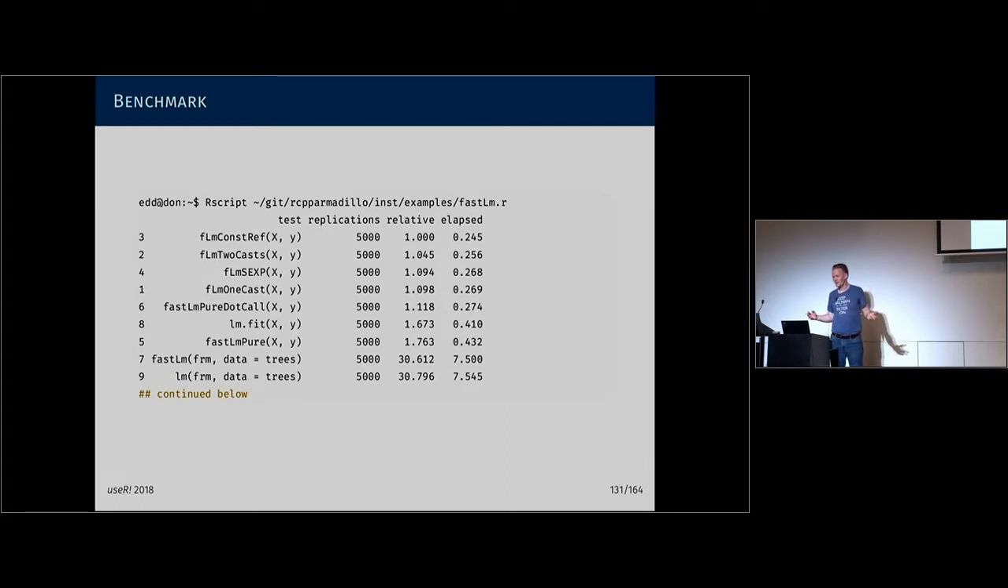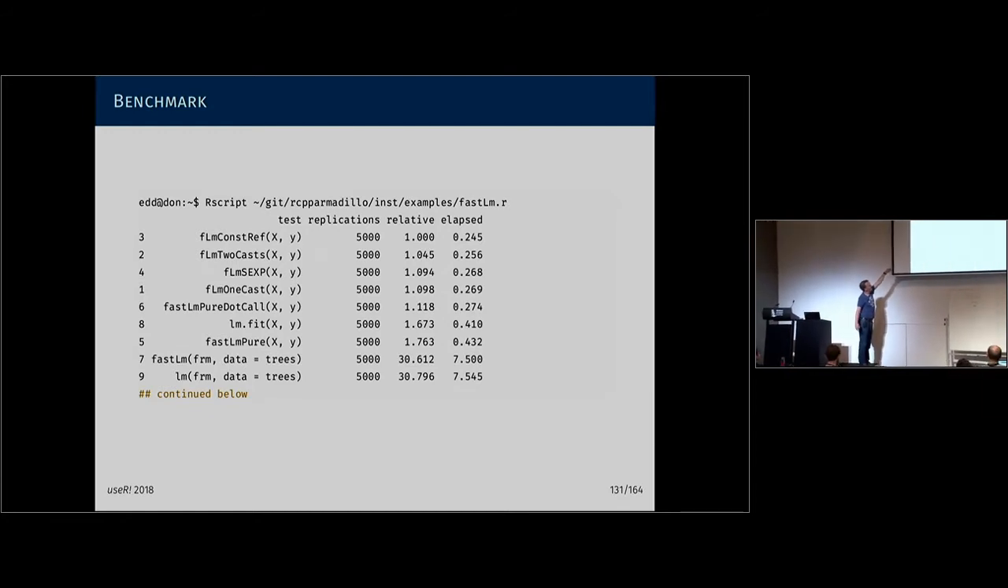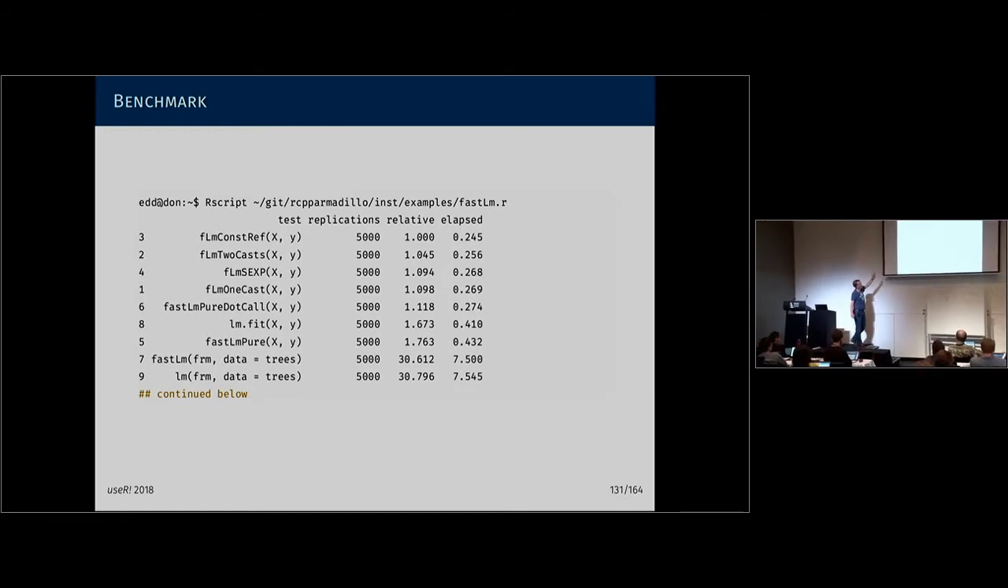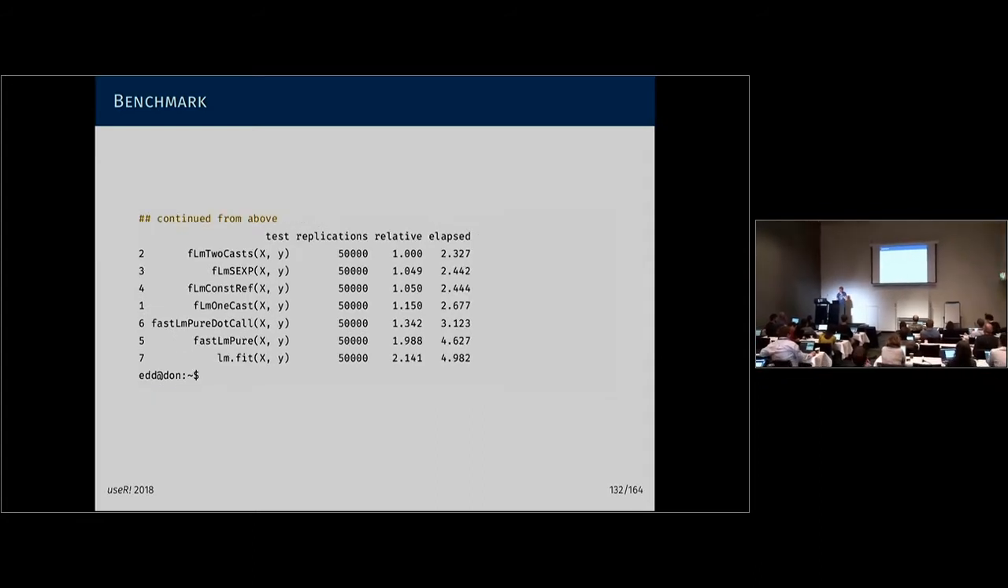And why is that? Well, because it's really expensive to build the model matrix out of a formula, so don't do that when you're in a hurry. If you're in a hurry, just give it x and y immediately, because the performance is massive. Even with that, the difference between fast LM and LM basically washes away. It's really the model matrix that is the cost.